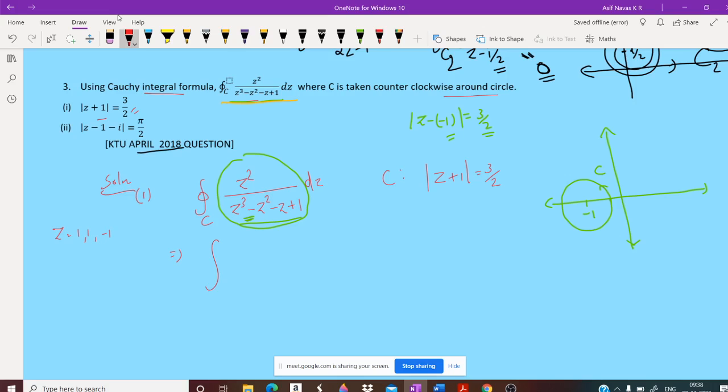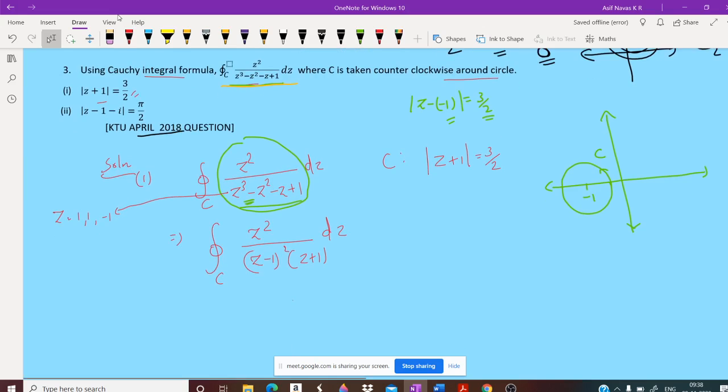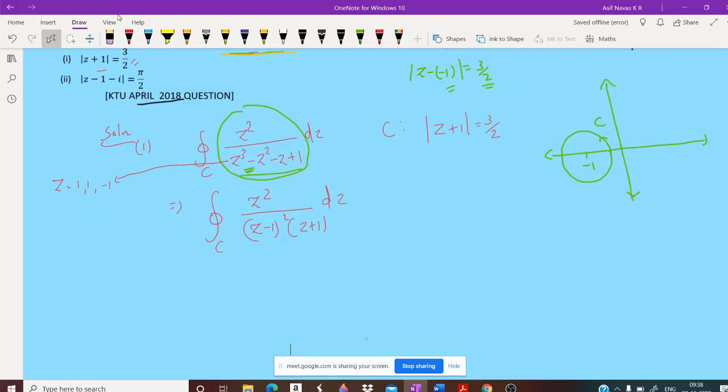So this can be written as the integral over C of z square divided by z minus 1 all square into z plus 1 dz. The roots of this polynomial are 1, 1, minus 1, so you can write it as z minus 1 all square into z plus 1 dz. Now here, what are the points where the denominator is equal to 0? When z equals 1 or minus 1. So I am checking where they are: minus 1 is inside C and 1 is outside C.